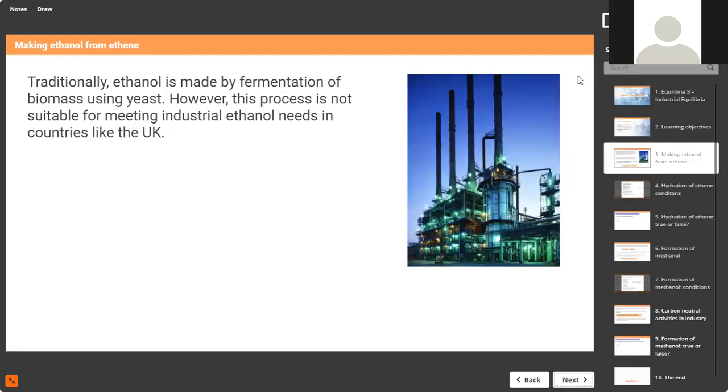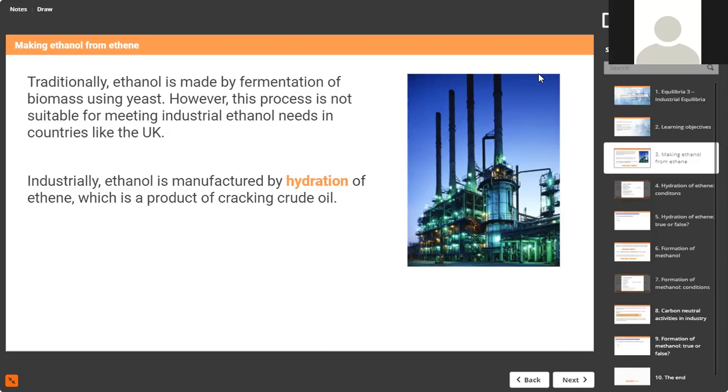So traditionally, we make ethanol by fermentation of biomass using yeast. So ethanol is an alcohol. We can ferment any sort of biomass using yeast and we can produce ethanol. However, it's not suitable for meeting industrial ethanol needs in countries, for example, like UK, the USA, China, etc. We just need too much industrial ethanol to go through that fermentation process. So we can use something else.